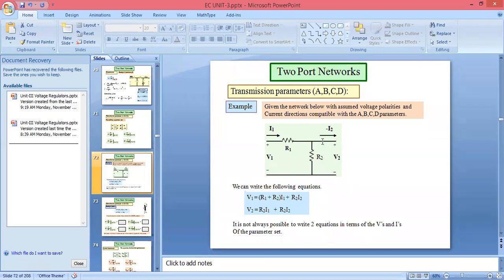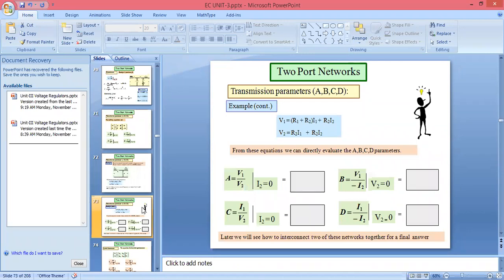If you are applying KVL for loop 2, at that time you will get V2 equal to R2 I1 plus R2 I2. It is not possible to write two equations in terms of the voltage and current of the same parameter. So we can apply our transmission equations directly. You will get the values. From these equations, we can directly evaluate the ABCD values. You can calculate and write your answers here.